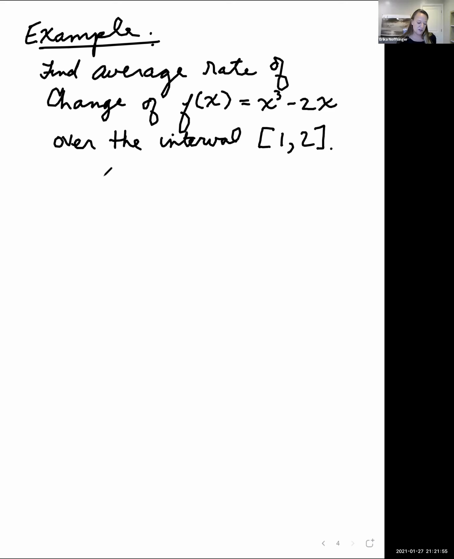Okay, so let's first find the average rate of change. Let's say this is part A. So we need to find the 2 points. We know what our x value is. So this is telling me that x equals 1 and x equals 2. And so if I look at when x equals 1, let's figure out what the y value is. So we need to look at what is f of 1.